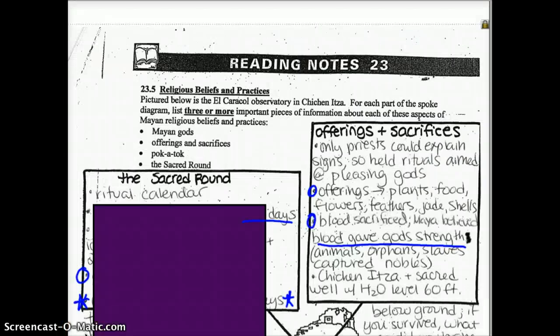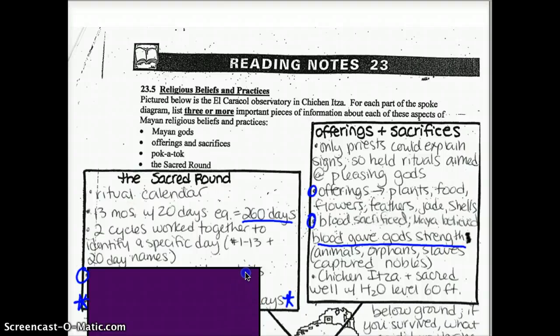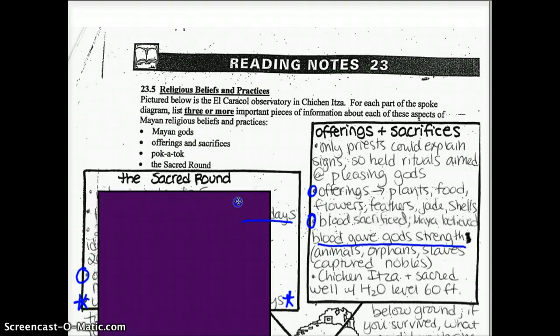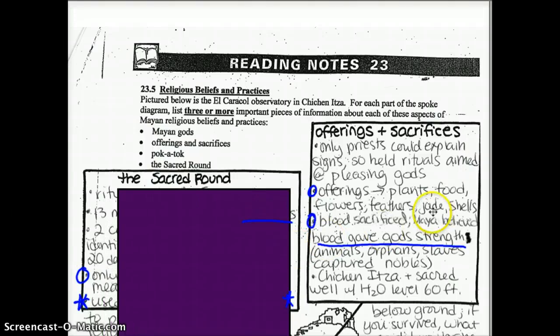All right, the setup of this page makes it a little hard. This section talks about religious beliefs and practices of the Maya. The first thing we have, if you look over to the right, are the offerings and sacrifices. It tells you why the priests were so important, because they were the only ones who could explain signs, and it was really important for them to please the gods. You have some specific examples of what was offered. You might want to write a couple down if you don't have any already.